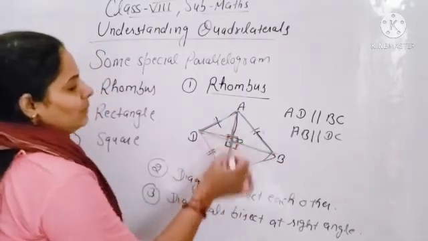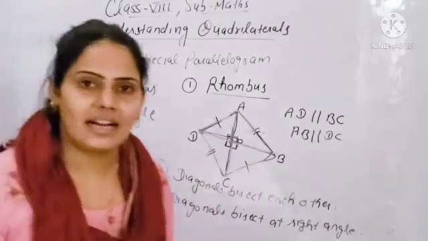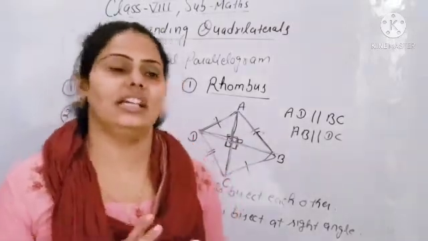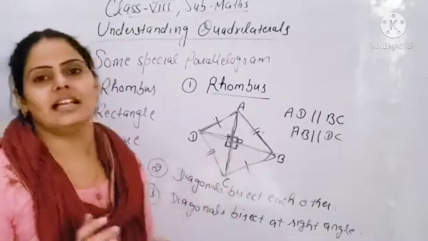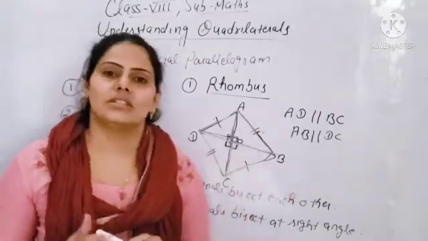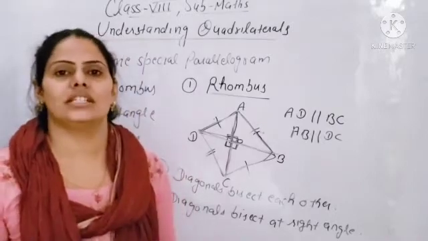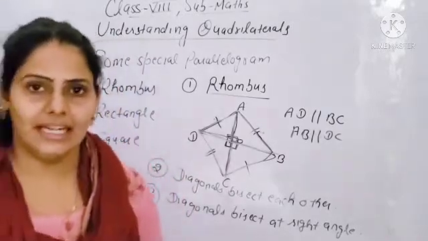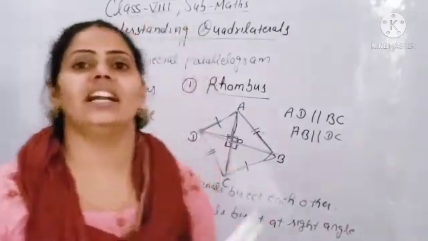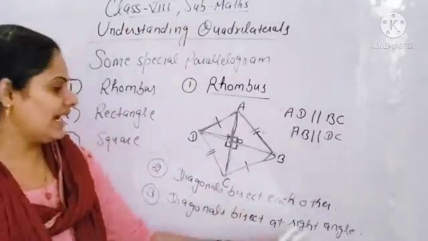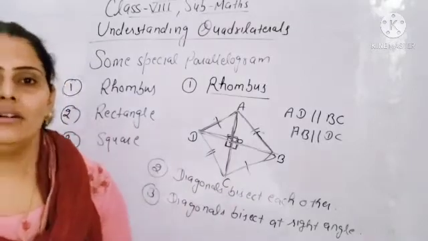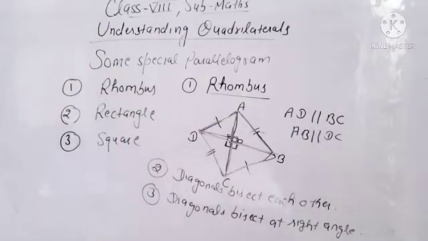It means both the diagonals will bisect at right angle and the diagonals will bisect each other. It means the length of this side and this side will be equal, and this side and this side will be equal. So rhombus is also a type of parallelogram where pairs of opposite sides are parallel, diagonals bisect each other, and diagonals bisect at right angle, meaning they make an angle of 90 degrees. Is it clear?